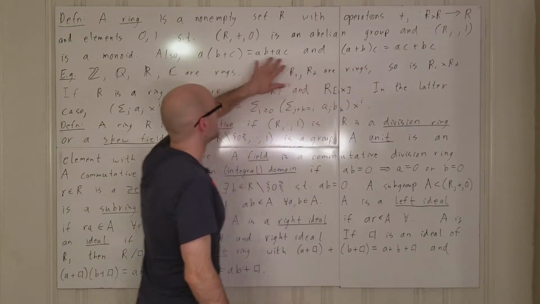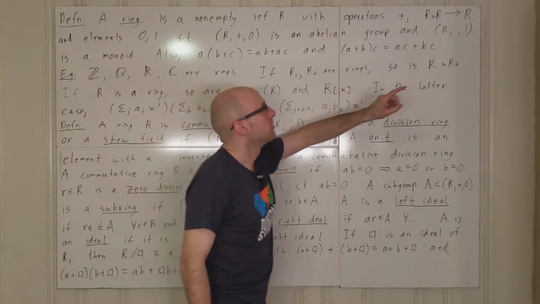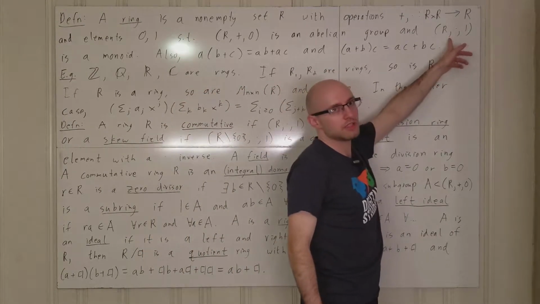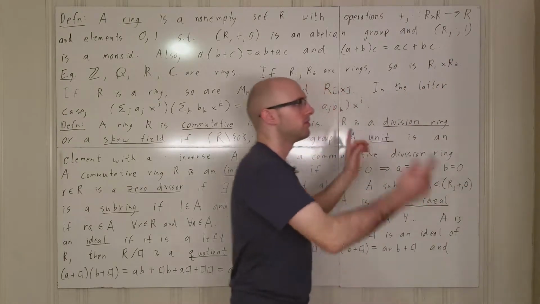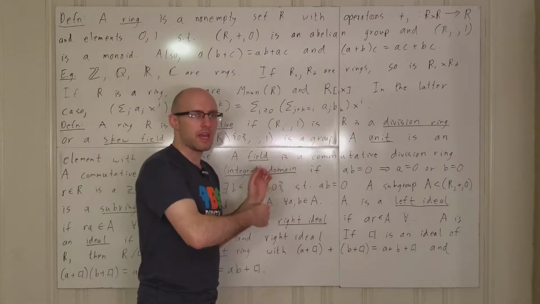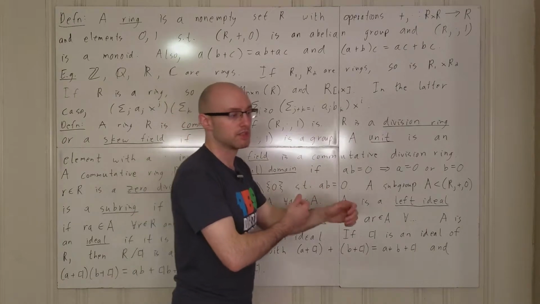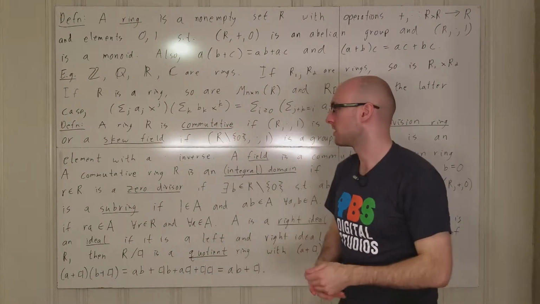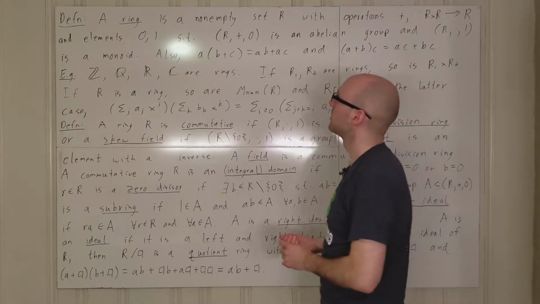And note that we have to state these two separately, because even though we're assuming that multiplication is a monoid, we're not assuming that it's commutative. So multiplying A times B is not the same as multiplying B times A in a ring. Sometimes it is, and we'll talk about that, but in general, that's not the case.